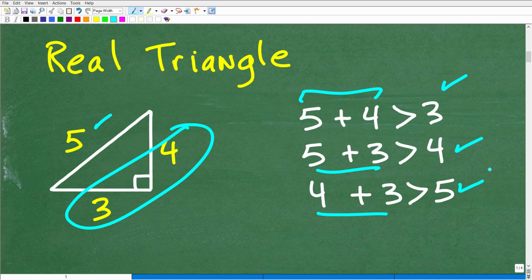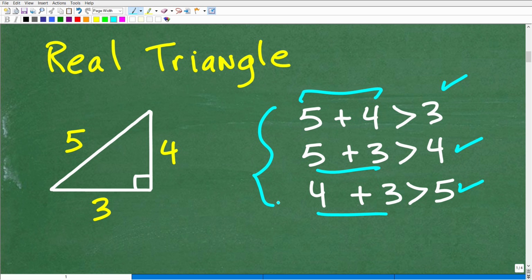When you have this situation, this passes the triangle inequality test. So this is a real triangle. You have to meet these conditions. And of course, a lot of you are like, oh, well, now maybe I know why our example problem is not a real triangle. So let's go and take a look at that now.